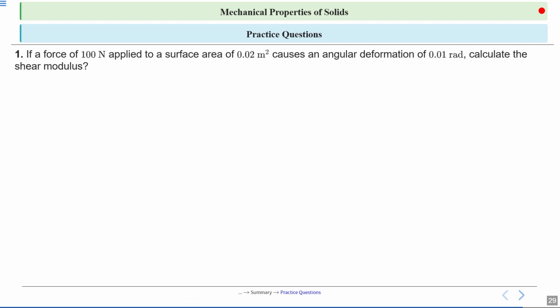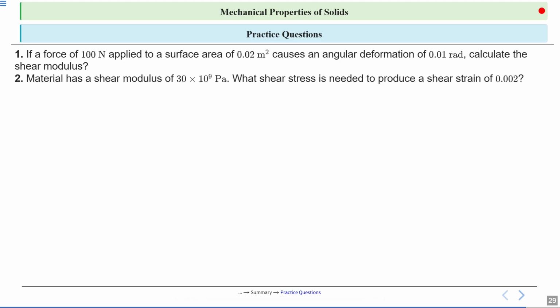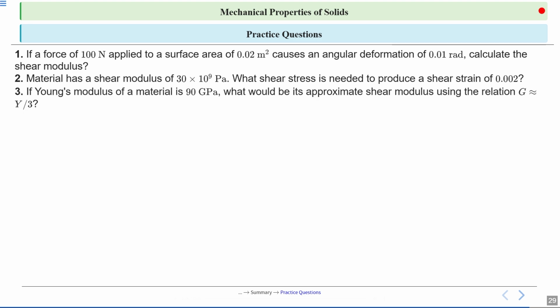Now we have some practice questions. First, if a force of 100 Newton applied to a surface area of 0.02 meter square causes an angular deformation of 0.01 radian, calculate the shear modulus. A material has a shear modulus of 30 times 10 raised to the power 9 Pascal. What shear stress is needed to produce a shear strain of 0.002? If Young's modulus of a material is 90 gigapascal, what would be its approximate shear modulus using the relation?